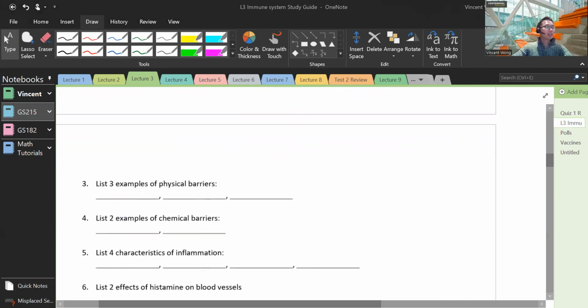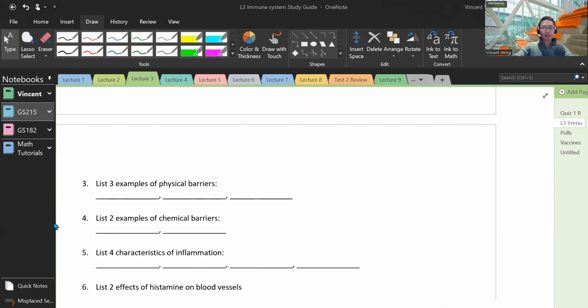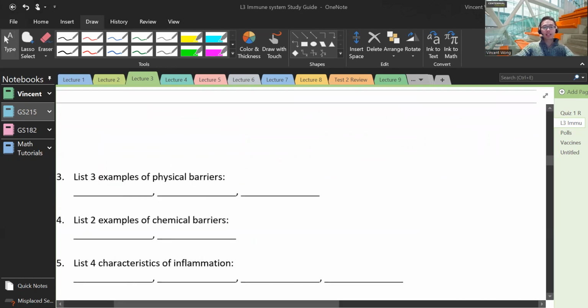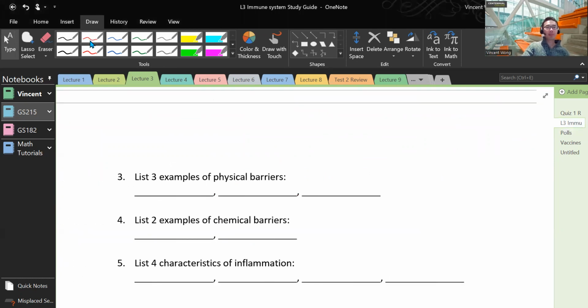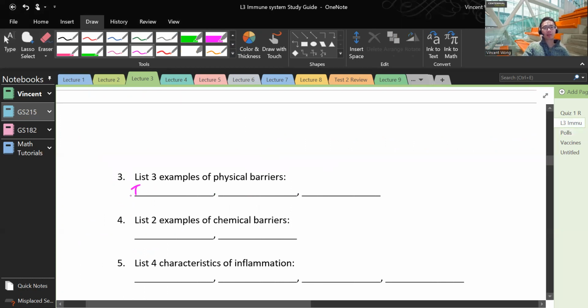Moving on. List 3 examples of physical barriers. We kind of did that already, right? But you know, what the heck? Let's just write it down again. We talk about intact skin. I talk about mucous membrane. We talk about normal flora.